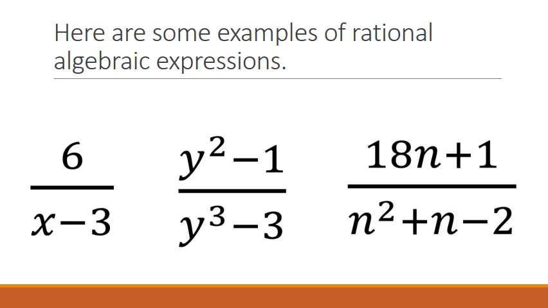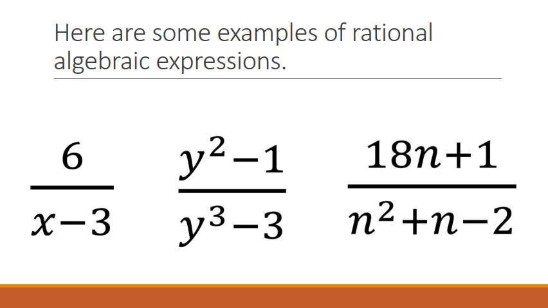Here are some examples of rational algebraic expressions. First one, 6 all over x minus 3. Second one, y squared minus 1 all over y cubed minus 3. And 18n plus 1 all over n squared plus n minus 2.